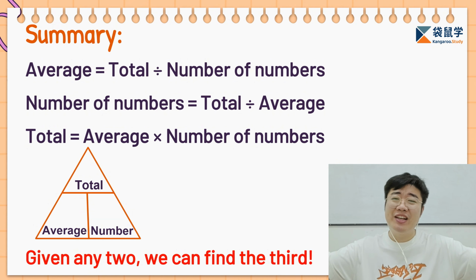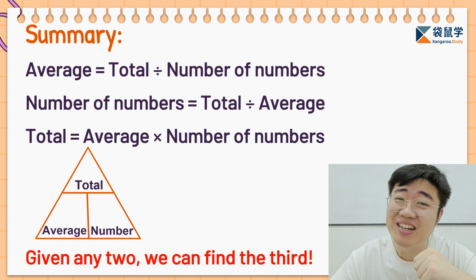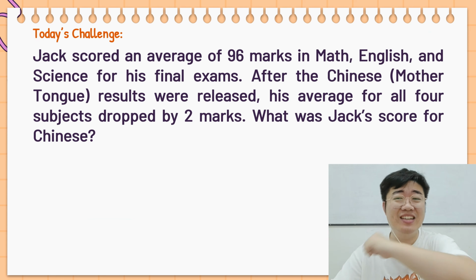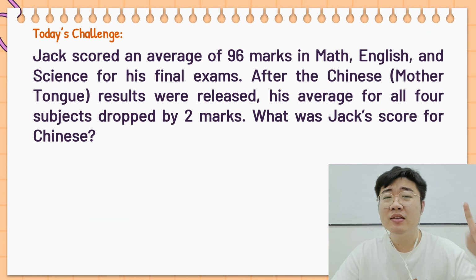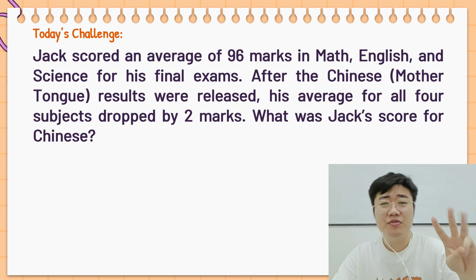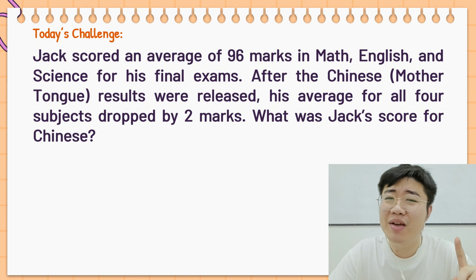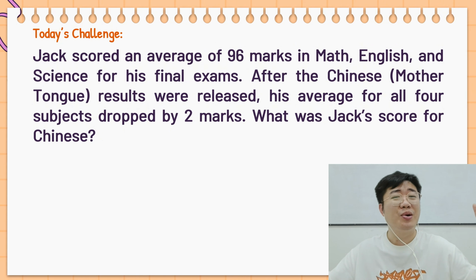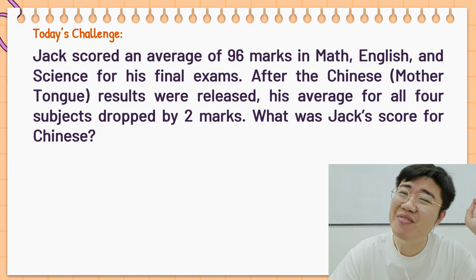Now, using what we learned so far, we can solve our challenging question today already. So let's take a look at the question again. Now, 96 marks for those 3 subjects. Now, if the average is 96, can we find the total? Definitely we can find the total.